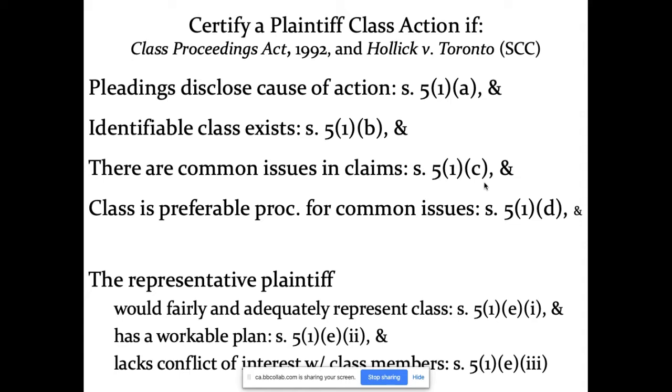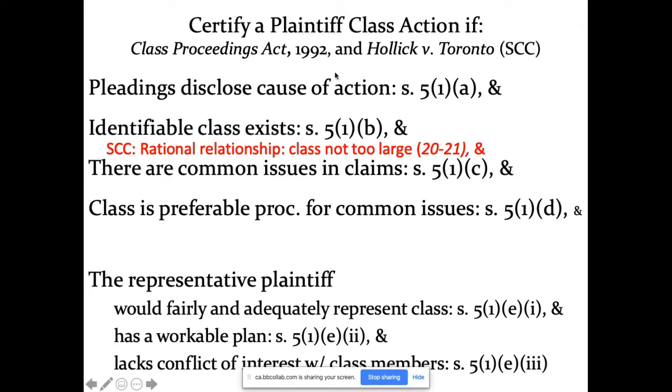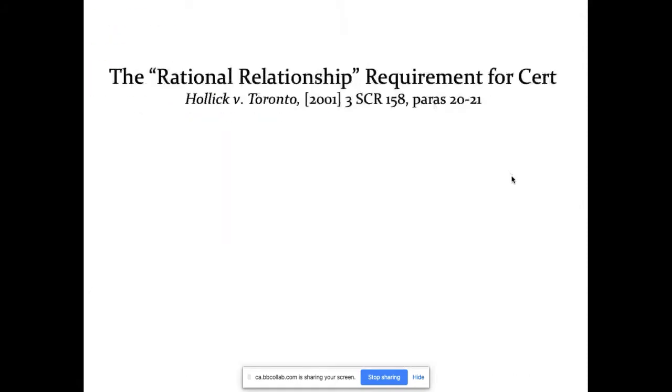However, the Supreme Court in Hollick does something which many people found unexpected, and many people found kind of odd, maybe a little bit pushy when it comes to statutory interpretation, because they add a couple of requirements that are not to be found in the language of the text. So one of these is this rational relationship business, right? So they say that not only does there have to be an identifiable class, but there has to be a rational relationship between the class and the nature of the suit, which basically means that that class can't be too large.